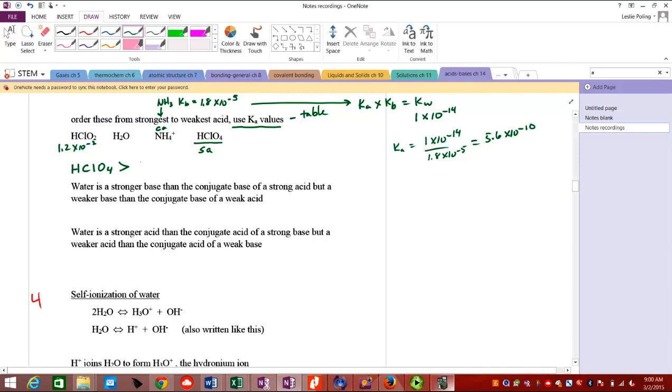And so we're going to do HClO2, and then NH4 plus, and then water.